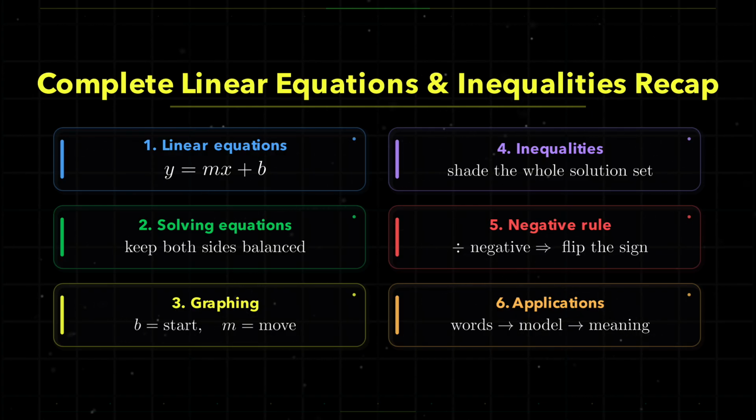For inequalities, remember that the solution is usually a range of values. A filled circle means the boundary value is included. An open circle means the boundary value is not included. Shade in the direction of the possible solutions. And remember the most important inequality rule. If you multiply or divide by a negative number, you must flip the inequality sign.